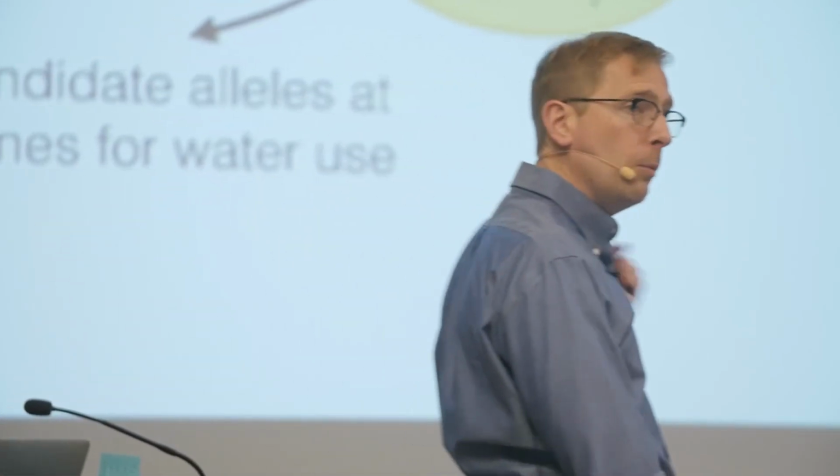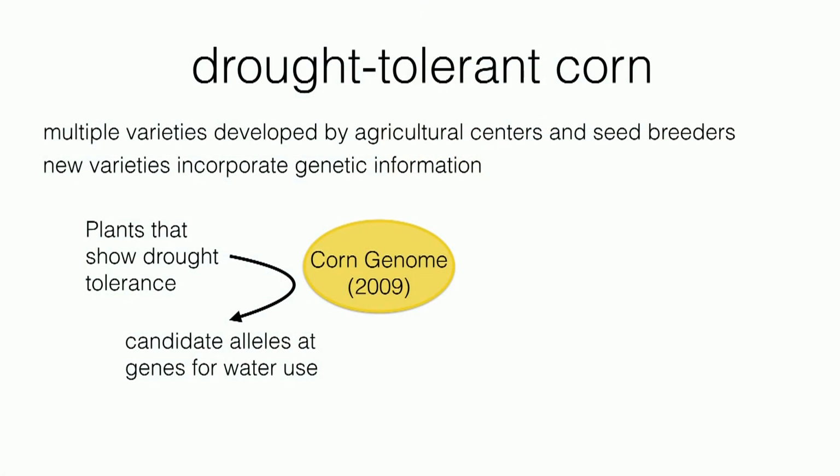They start by working with plants that naturally show tolerance to drought. And they say, what is it about these plants that seems to let them grow well when it's dry? So they sequence the DNA, the genome of those plants, compare it to the reference corn genome, and look for changes to identify candidate genes and specifically alleles, the variety of those genes that might be involved in water use.